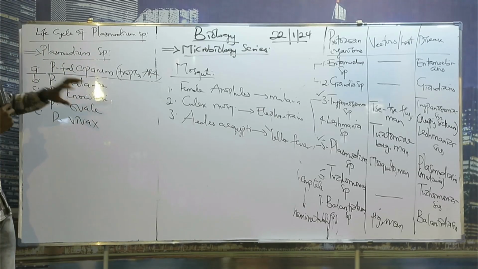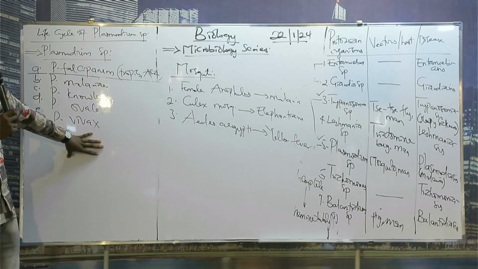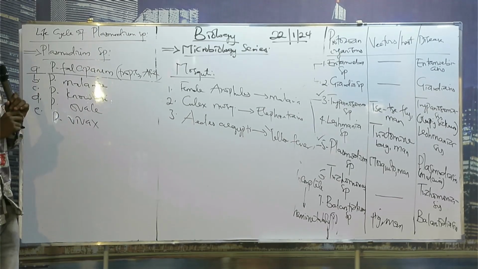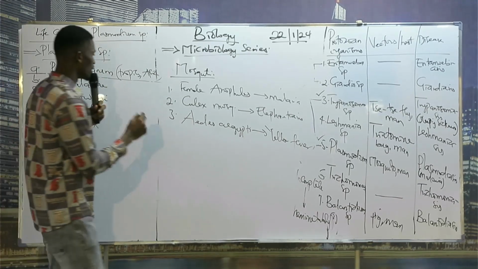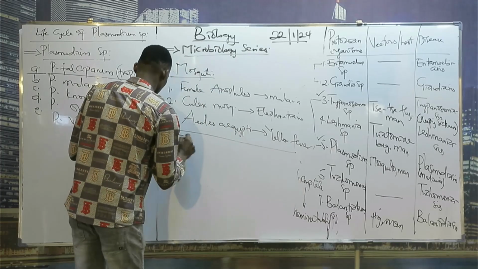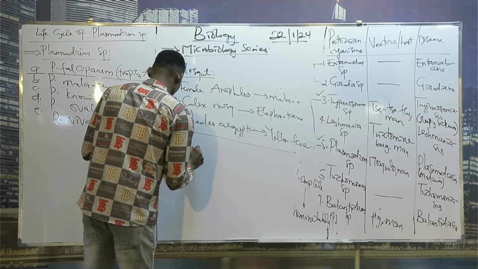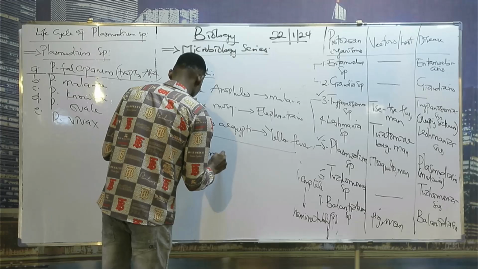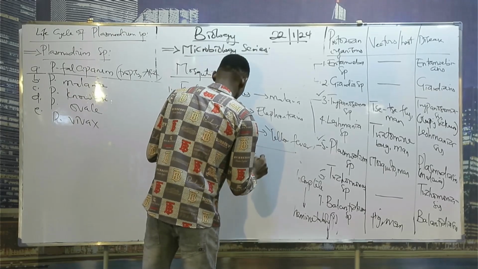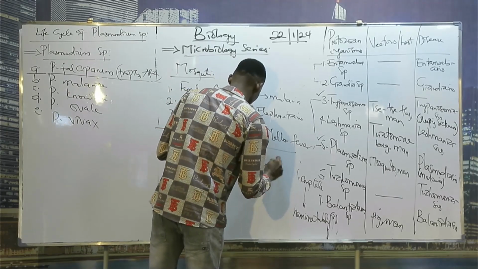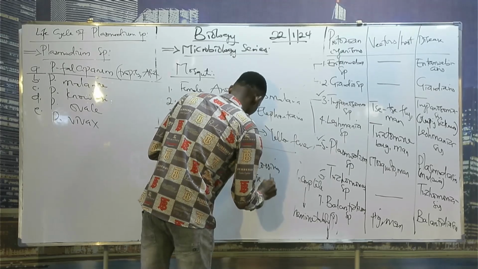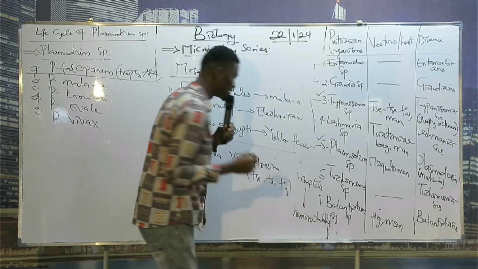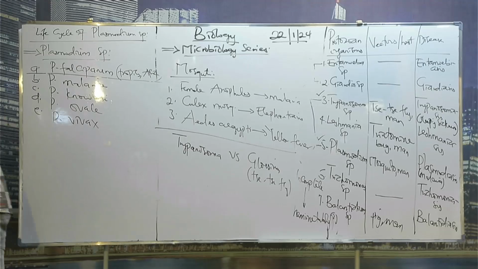In our next class, we are going to start from here. Remind me, we're going to start from here. And then also we're going to talk about Trypanosoma and Glossina. Glossina is another name for fly. Another name for what? So we're going to stop here. Any questions?